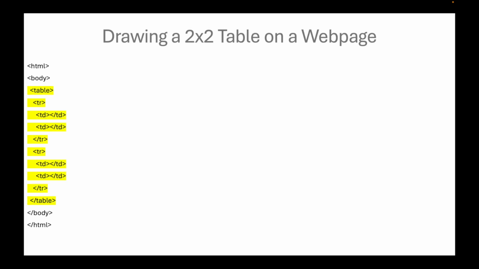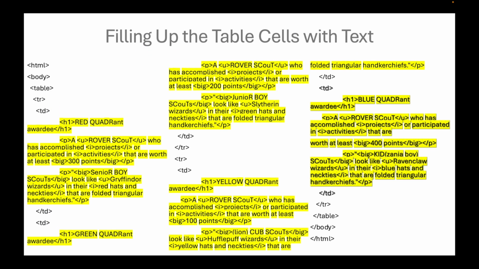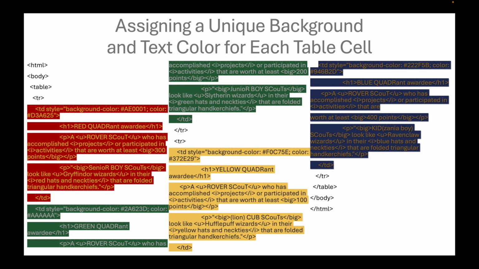First, we should draw a 2x2 table on a web page. Next, we will fill up the table cells with text. H1 here refers to the title, while P refers to the paragraphs. We will assign a unique background and text color for each table cell.